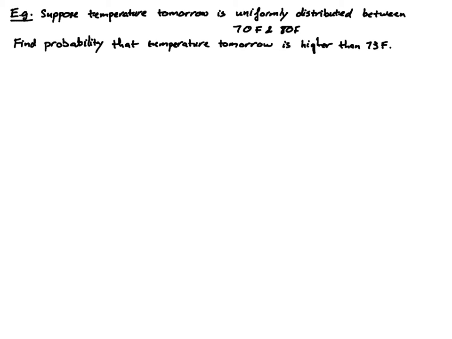I'm going to start by letting x denote the temperature tomorrow. And so let's see what we know about the variable x. We know that it is uniformly distributed between 70 and 80 degrees.